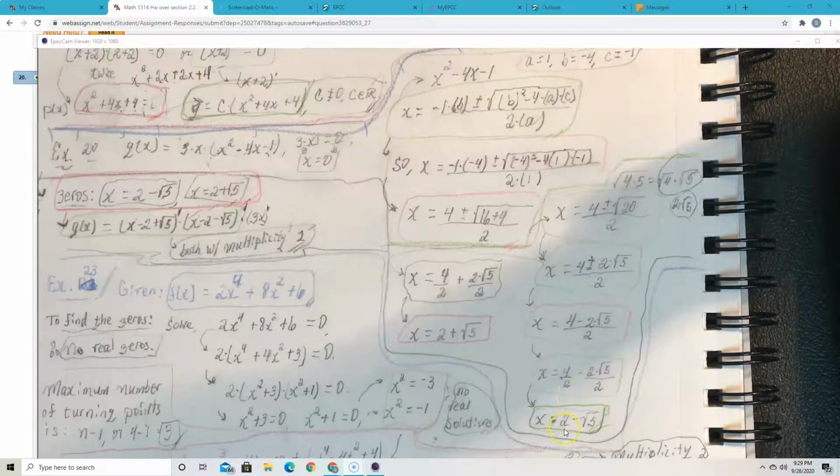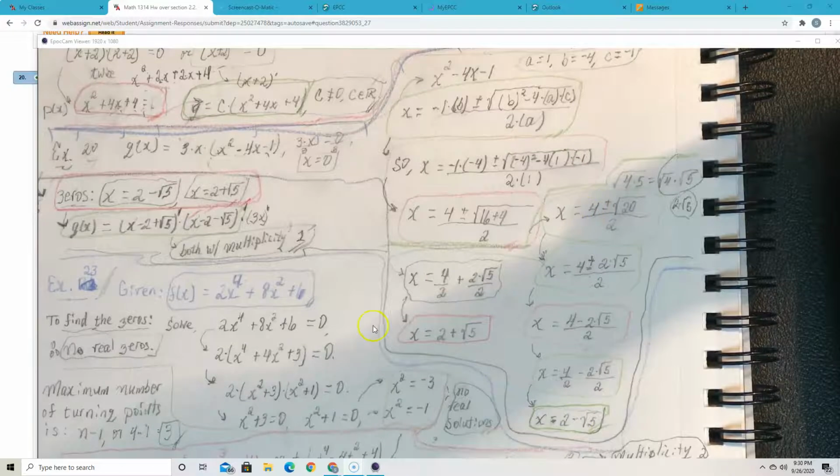4 divided by 2 is 2. This 2 divided by this 2 is 1. 1 times the square root of 5 is still square root of 5. So this reduces down to 2 minus the square root of 5. So here's one of our zeros, x equals 2 minus the square root of 5. Once you get this irrational answer, you're going with the quadratic formula. Well, the other one's going to be 2 with the square root of 5, but a plus sign in between. And so that's what we're going to see here.